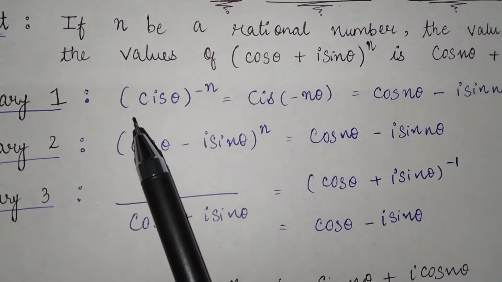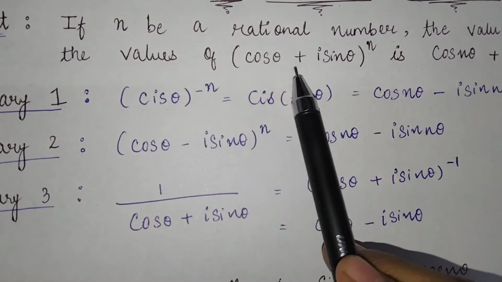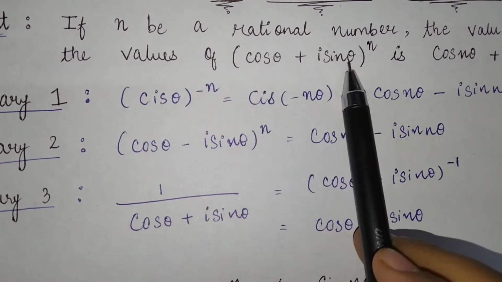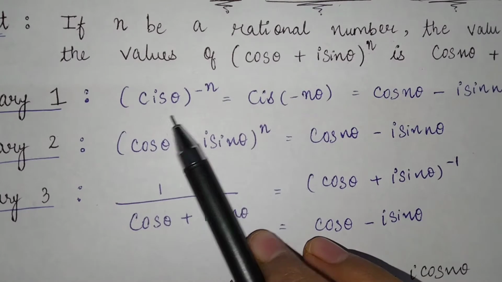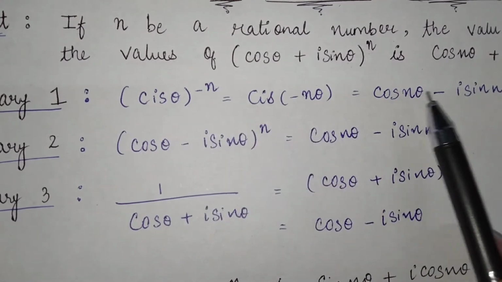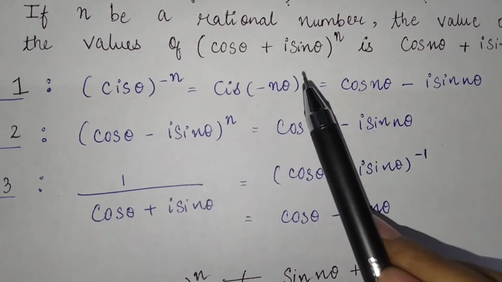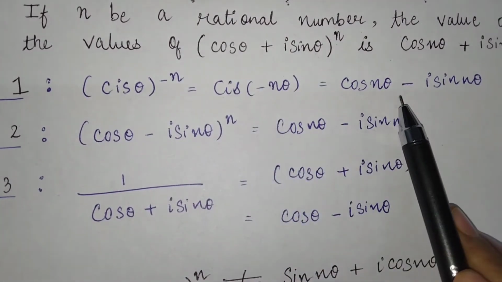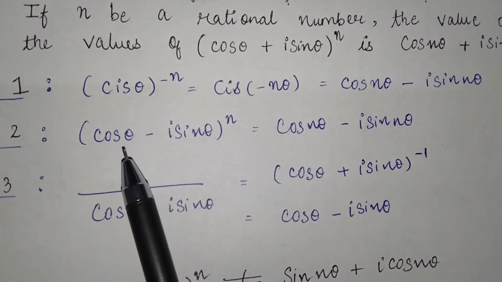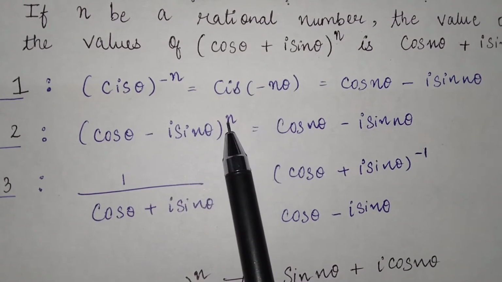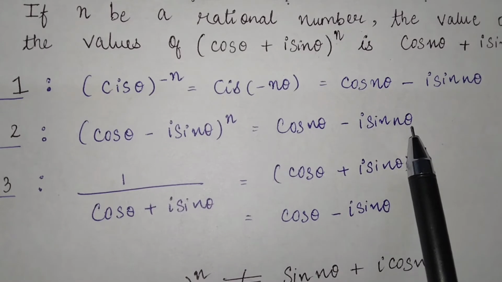Okay, that is cis theta raised to minus n. What is this? It is cos theta plus i sin theta. This term is written in short form as cis theta. Okay, so again it is equivalent to cos n theta plus i sin n theta. You have to multiply this minus n inside the bracket, so you get cos n theta minus i sin n theta. Corollary 2: if it is given (cos theta minus i sin theta) raised to n, then we will get cos n theta minus i sin n theta.